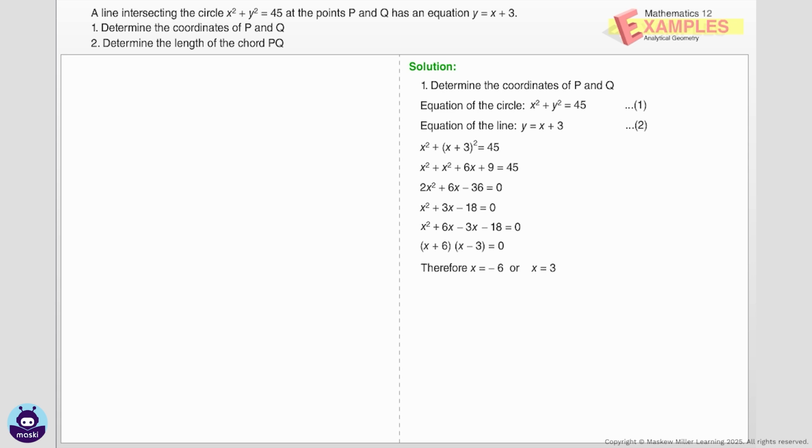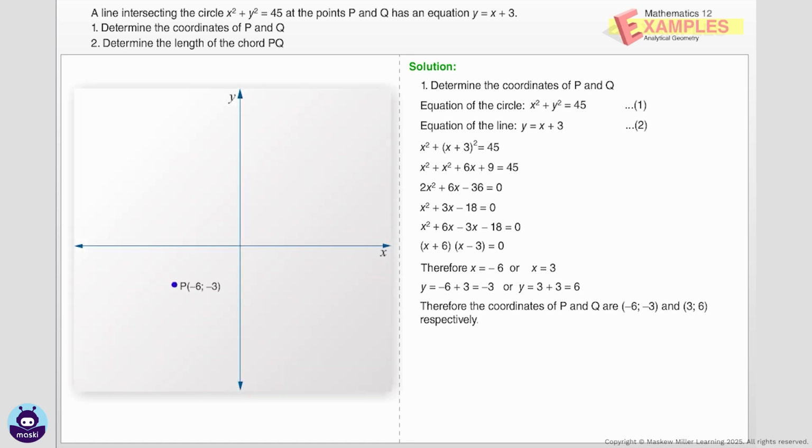Substituting these values in equation 2, we can determine the values of the y coordinates. Therefore, the coordinates of P and Q are (-6, -3) and (3, 6) respectively.